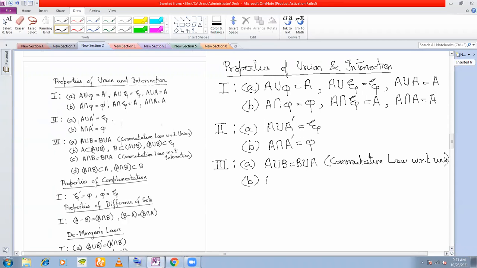Next, A will always be a subset of A union B, right? This is also from common sense. If you have A union B, obviously all the elements of A will be there in A union B. So A will be a subset of A union B. Similarly, B will also be a subset of A union B.